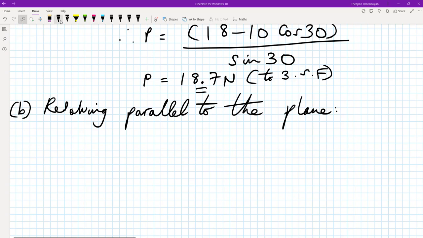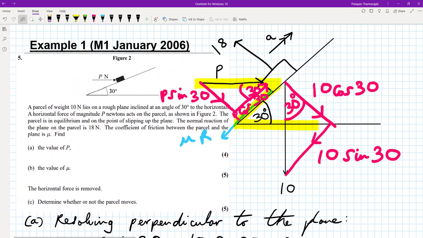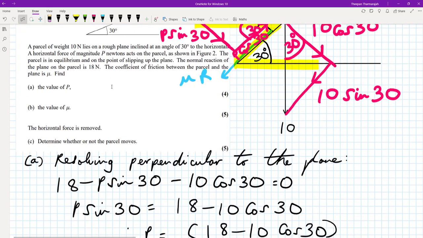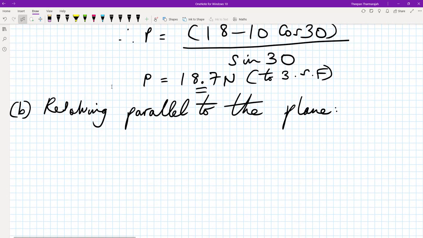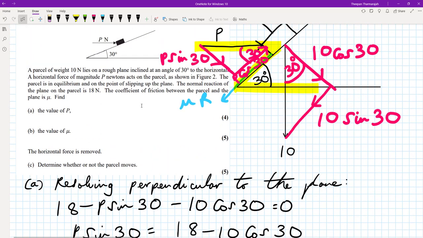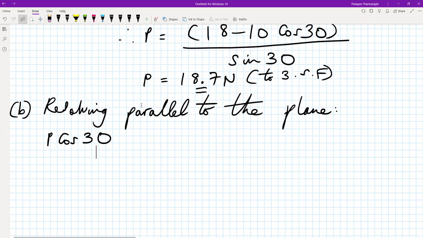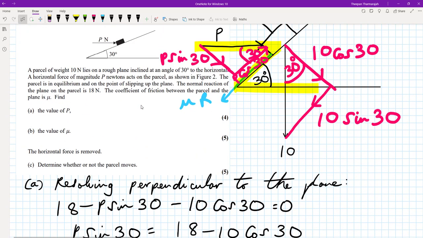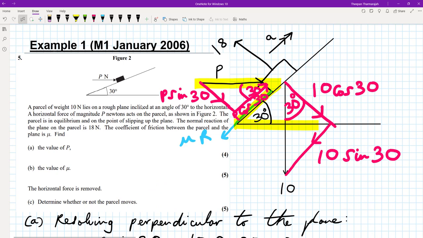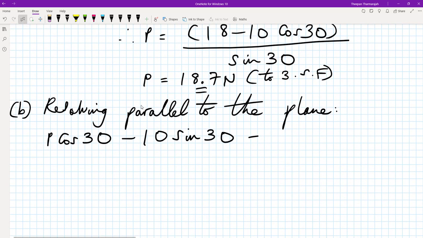So now we're going to be resolving parallel to the plane. So we can say what's happening parallel to the plane. So we've got P cos 30, because don't forget the particle's moving up the plane. So it's P cos 30. We need to minus 10 sine 30. Minus the frictional force, which is mu R. Don't forget R is 18 in our case. So this is simply 18 mu. So it's going to be minus 18 mu.